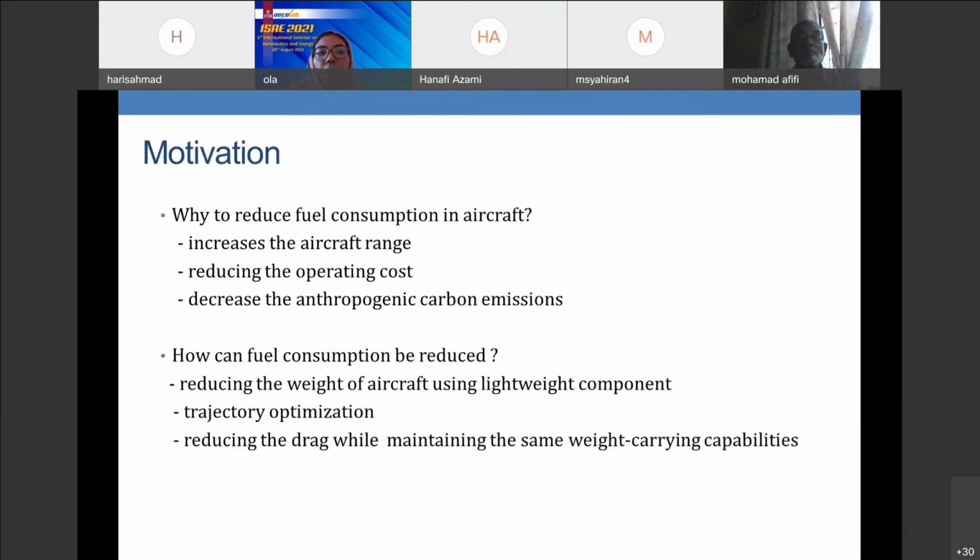The motivation of our research is: why do we need to reduce the fuel consumption of the aircraft? Firstly, it will increase the aircraft's range, decrease the operating cost, and decrease the carbon emission. Secondly, how can fuel consumption be reduced? There are many ways. Some of them are reducing the weight of the aircraft using lightweight components or doing trajectory optimization. Also, reducing the drag while maintaining the same weight carrying capability. This is what we will consider in our research.